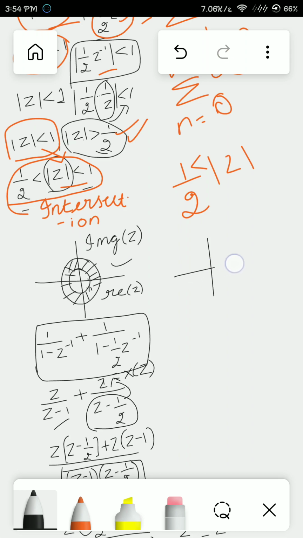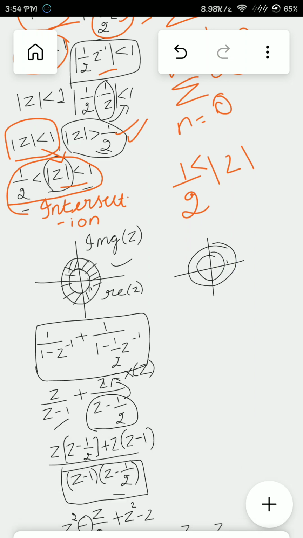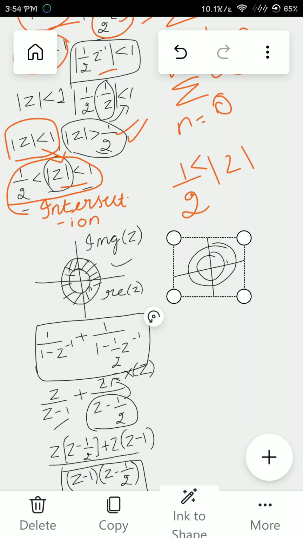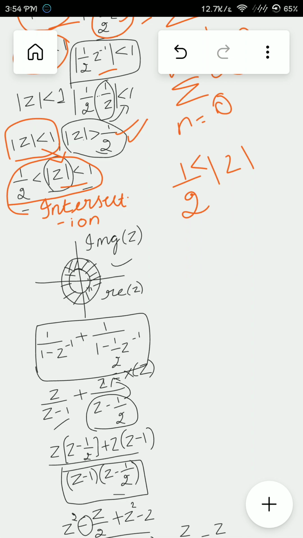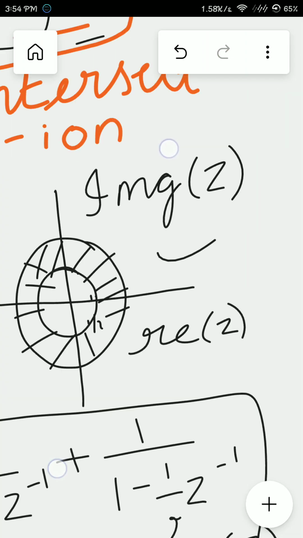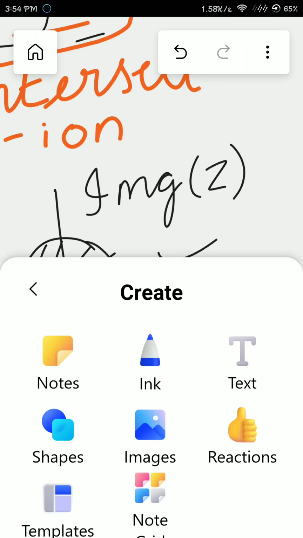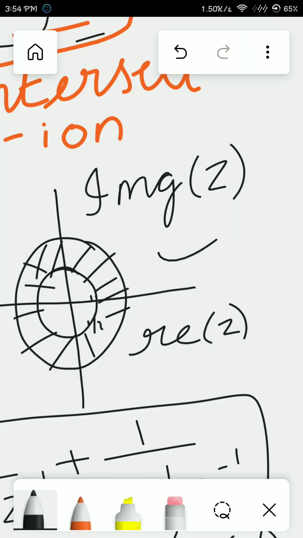What you have to do is draw a circle and a concentric circle, and mark a point here stating 1/2. That point is not marked up, just a second, I'll make it bigger and mark it in a clear manner. So here you need to take a point somewhere here and write it as 1/2, and then you need to draw a concentric circle over there. So this is what we required.